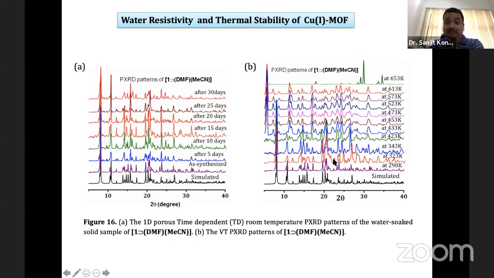Not only that, the molecules are stable up to 150 degrees centigrade. There is not much change in the powder XRD pattern up to 150 degrees centigrade, which tells us that this material is structurally stable up to 150 degrees centigrade. Therefore, we can try to see if this is a good proton conductor for practical application.